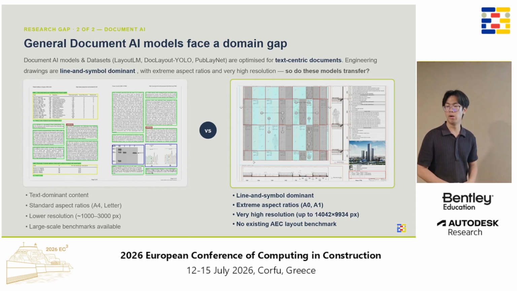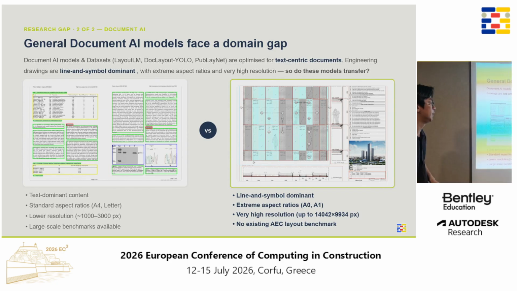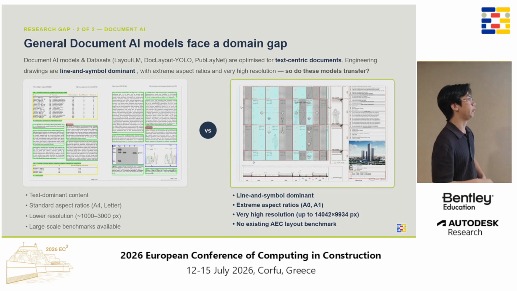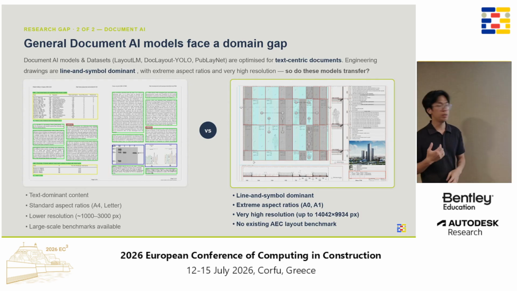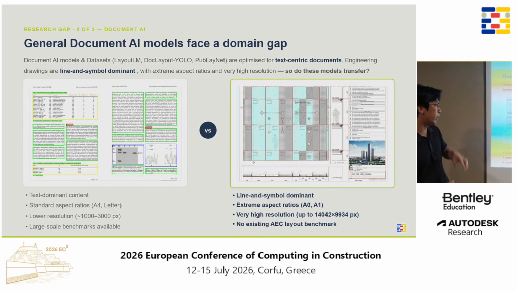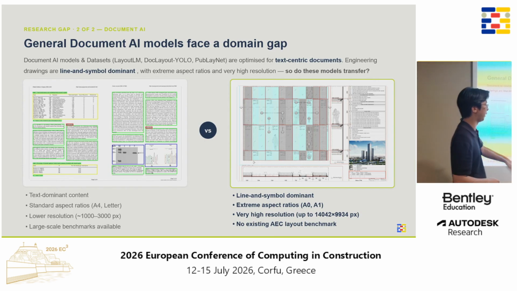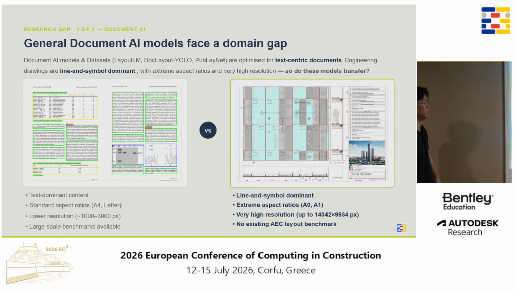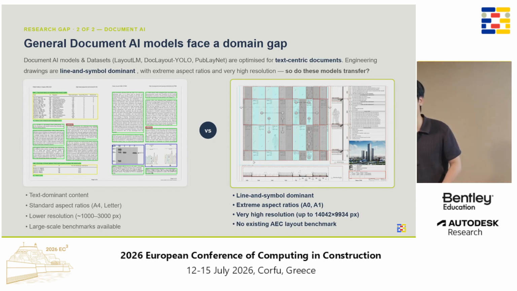But compared to our engineering drawings, which are basically line and symbol dominant, you will see a lot of graphical representation in a drawing, and they have extreme aspect ratios and very high resolutions. If we render an A0 engineering drawing at 300 dpi, you will get something like 14K pixels by 10K pixels. And there's no existing AEC layout benchmark because we just don't have a publicly available dataset.